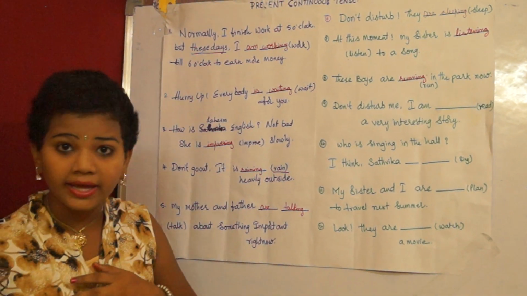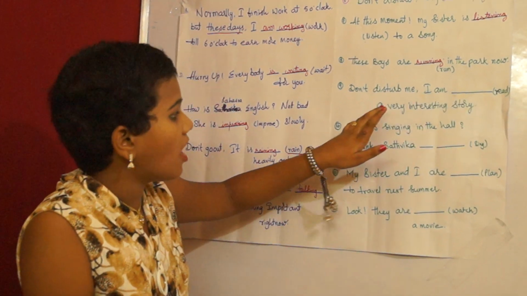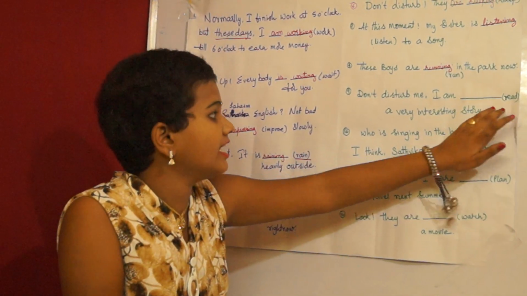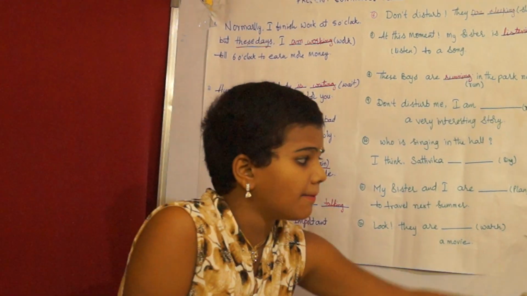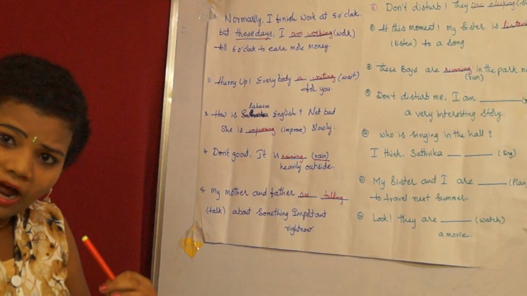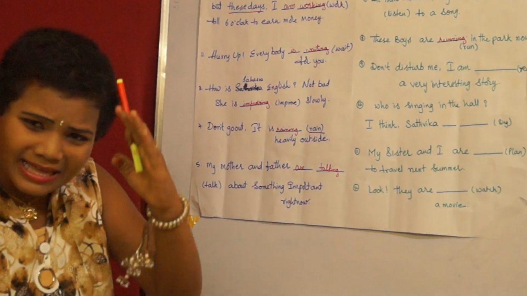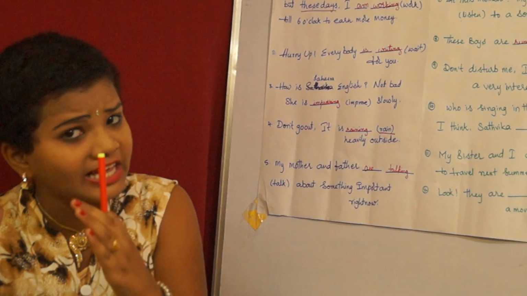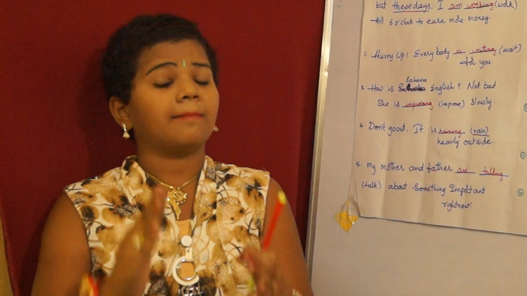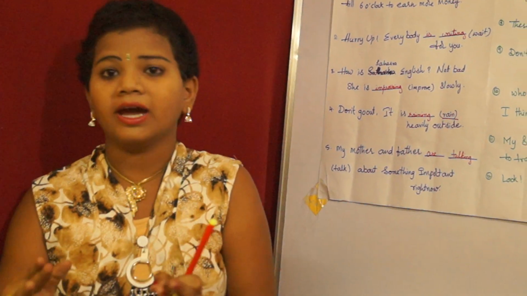Don't disturb me, I am dash a very interesting story. సో ఇక్కడ యామ్ ఐకి ఏం వస్తుంది, కంపల్సరీ యామ్ వస్తుంది. చూడండి నేను చెప్పినట్టు అలానే ఇచ్చారు, ఐ అనే సబ్జెక్ట్ కి యామ్ కంపల్సరీ వస్తుంది. హీ షీ ఇట్ కి ఈజ్ వస్తుంది. ఐ యు దే కి ఆర్ వస్తుంది. ఇక్కడ ఏమి మారవు, ఓన్లీ మారేది ఏంటంటే మెయిన్ వర్బ్ ఇంకా ఆబ్జెక్ట్.